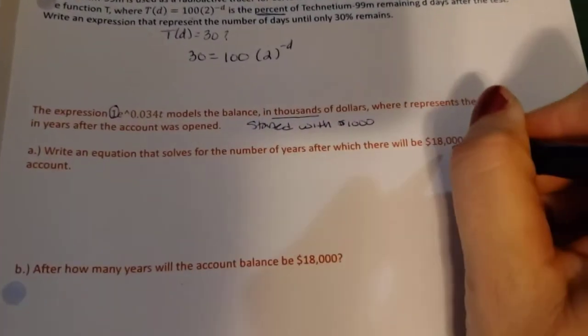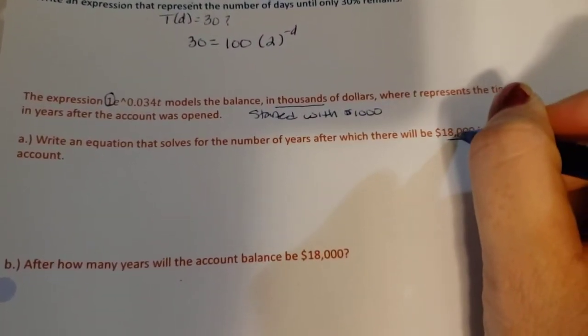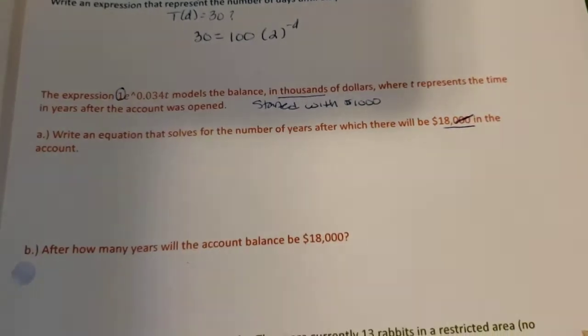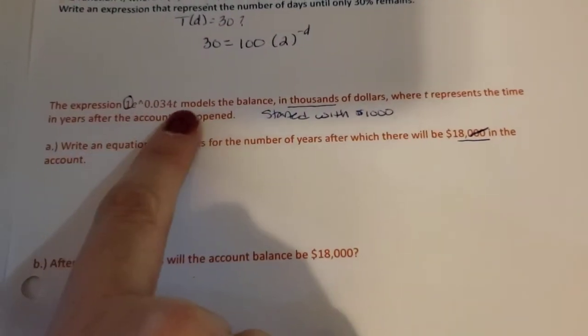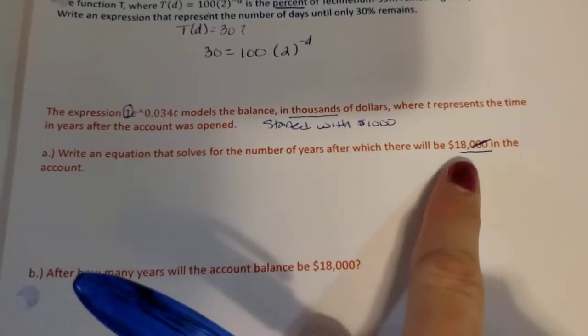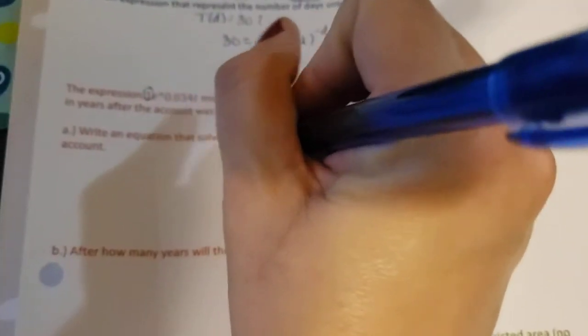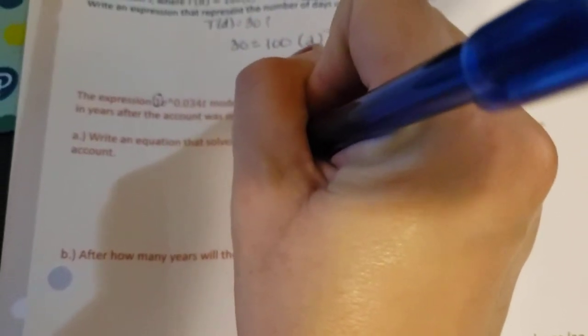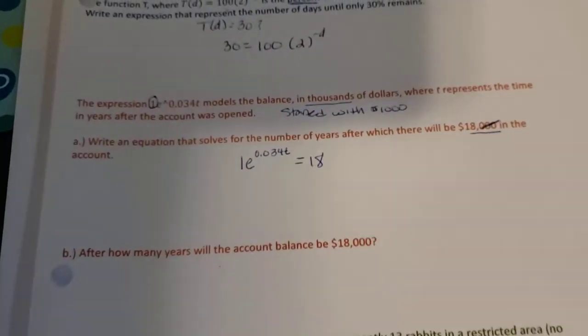Write an equation that solves for the number of years after which there will be $18,000 in the account. So $18,000, I'm not going to write the thousands. What I want to know is at what point does this equal 18? So I'm going to write that: 1e to the 0.034t power equals 18.